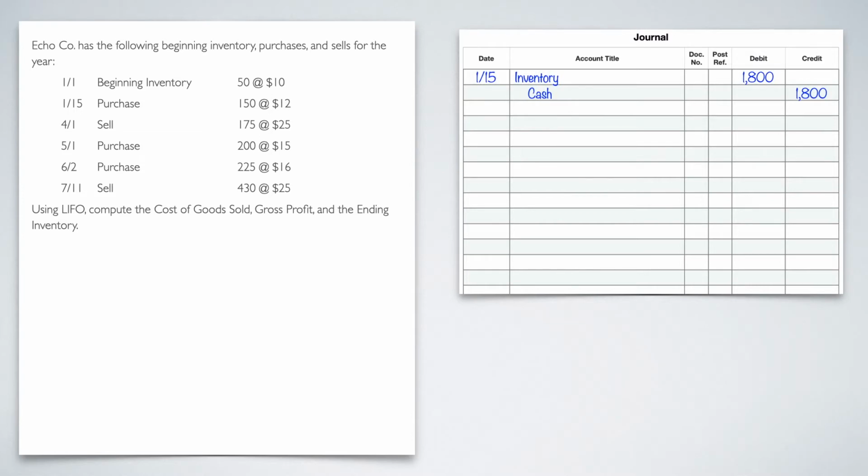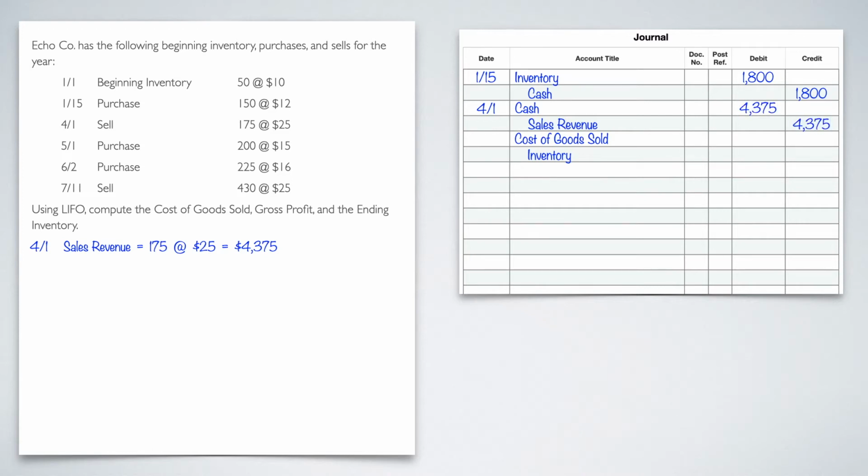Then we have the first sale, which is the April 1st sale of 175 at $25. So again, I'm just going to go ahead and put down my journal entry accounts: cash, sales revenue, COGS, and inventory. Now let's get into the calculations. Like I just said, this is going to be the same because we're not changing anything other than the expense, but just for formality reasons, let's go through it. Sales revenue is what I sold, so the 175 times the $25 I sold them for each, and that's going to give me 4,375. So that's my cash and my sales revenue.